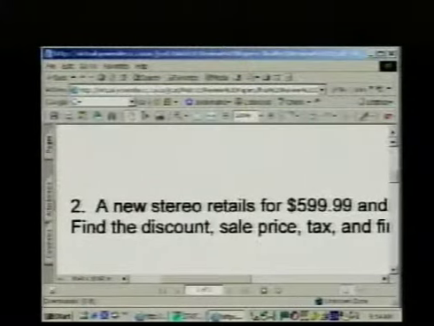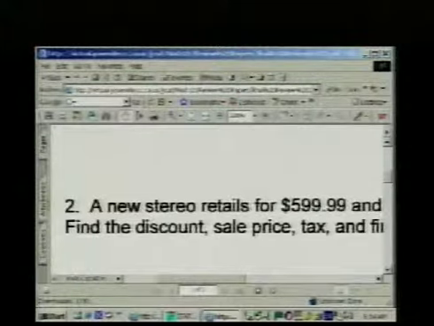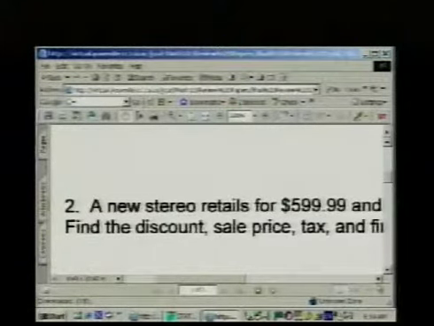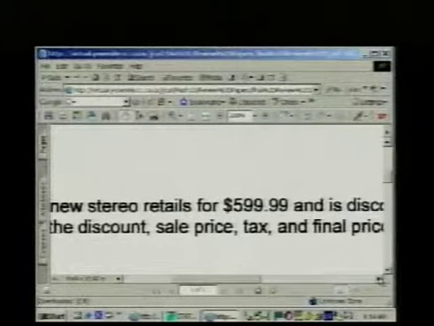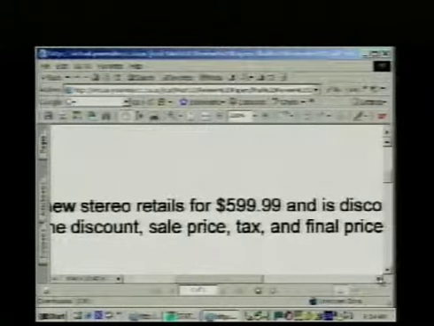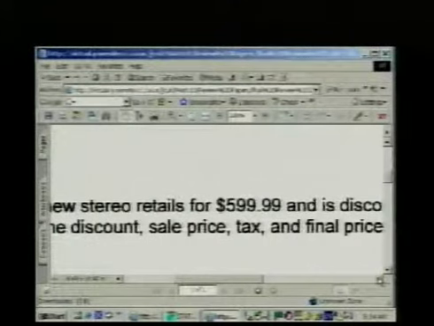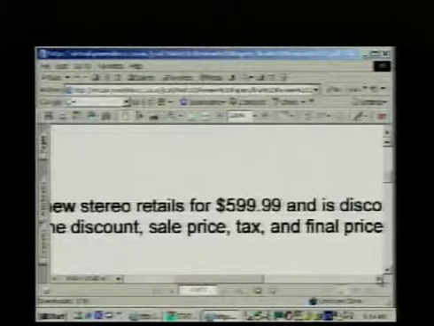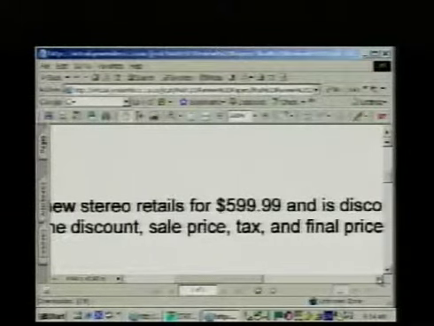Now this is a problem about percents, and some information is given here. And by the way, what I'm asking you to find will come right there. I want you to find the discount, the sale price, the tax, and the final price. You're going to need a calculator out to do this. So this is discount, sale price, tax, and final price.